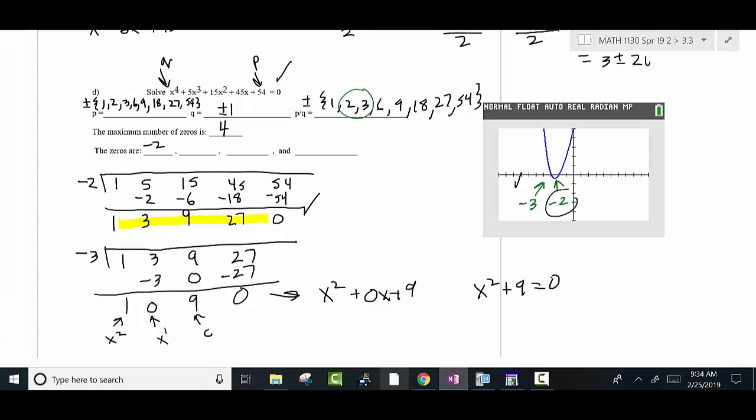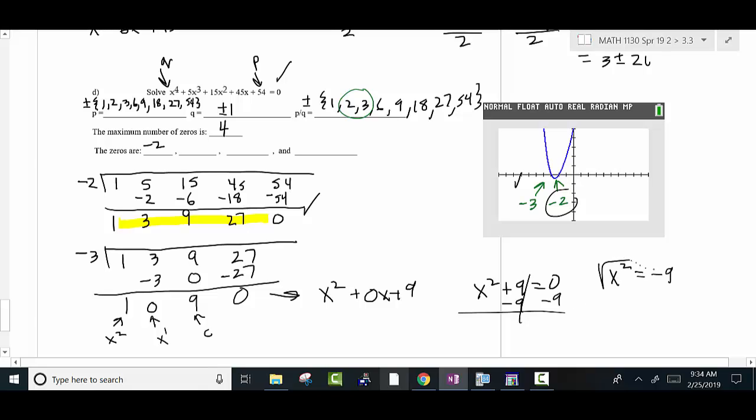Okay, is that equation going to give you complex number solutions or real solutions? Complex. You can tell this thing is, and it only crosses 2 times. So that means the other 2 zeros have to be complex. This one you don't want to factor. You want to use square root property. So you would have x squared equals negative 9. Square root both sides. So you'd have plus minus 3i. So the square root of 9 is 3, so that would be imaginary numbers.